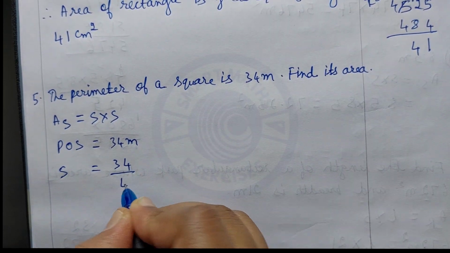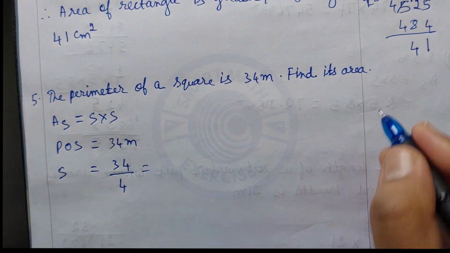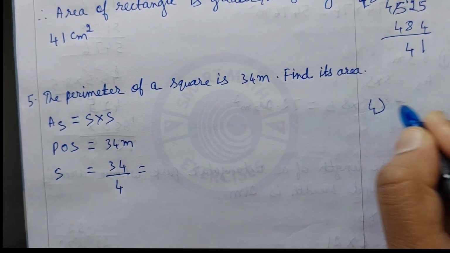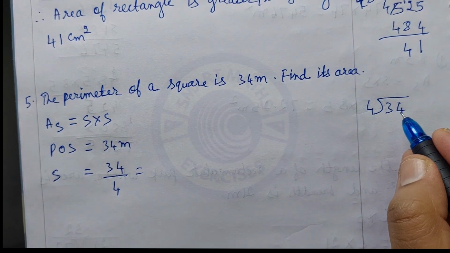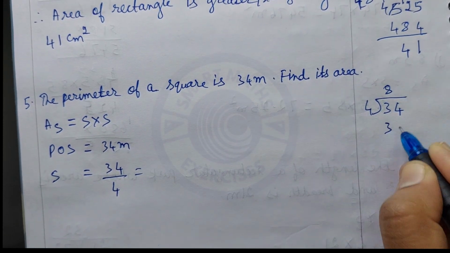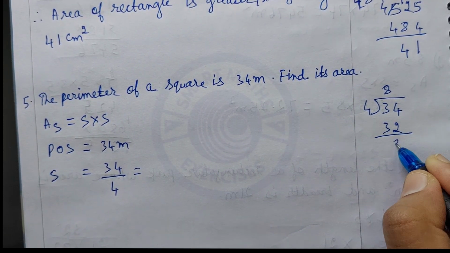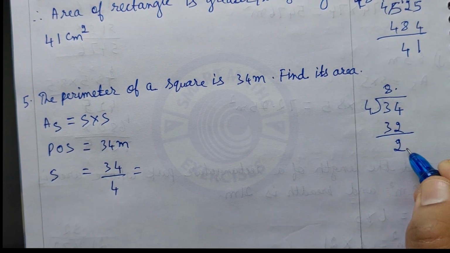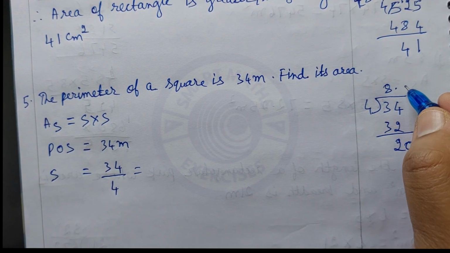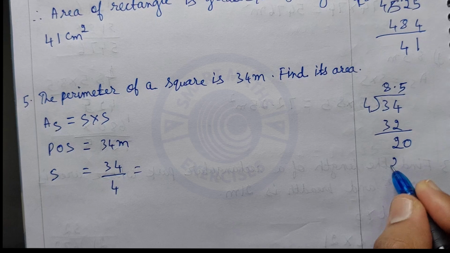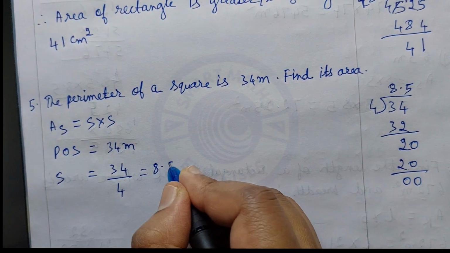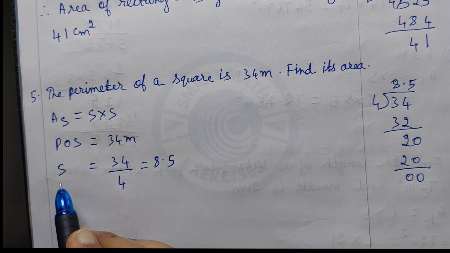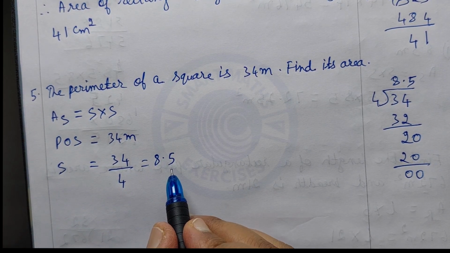34 divided by 4. Let's divide. 4 outside, 34 inside. 4 8s are 32. 34 minus 32 is 2. Put a decimal point, add a 0. 4 5s are 20. 20 minus 20 is 0. 8.5. Now we found out one side is 8.5.